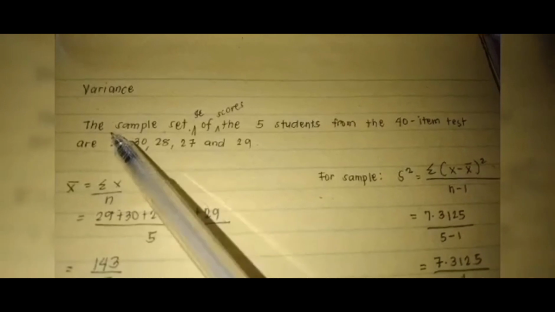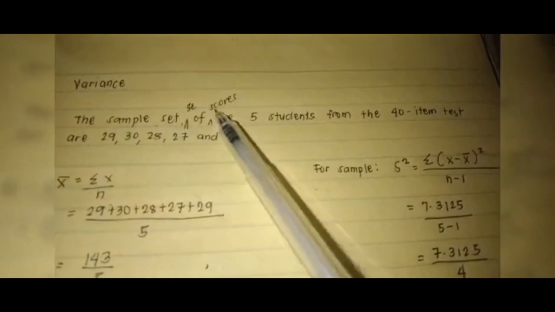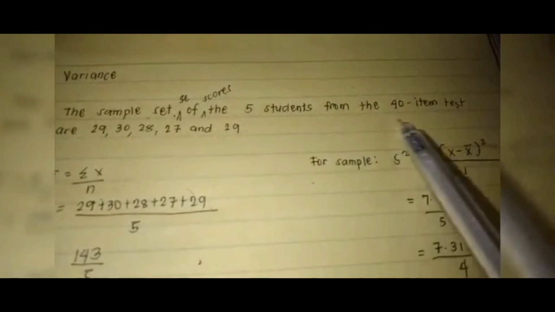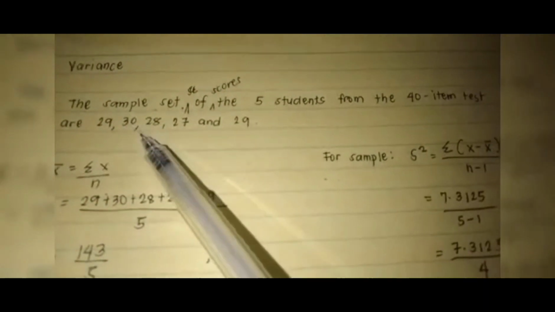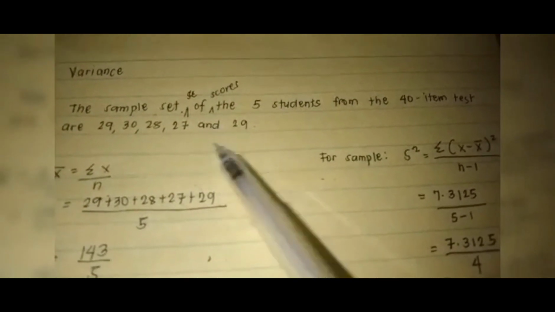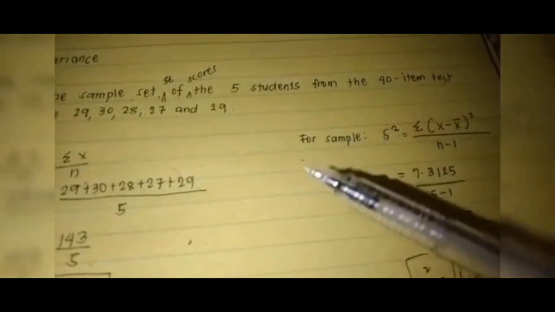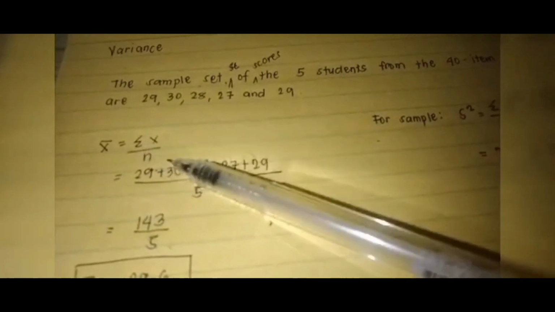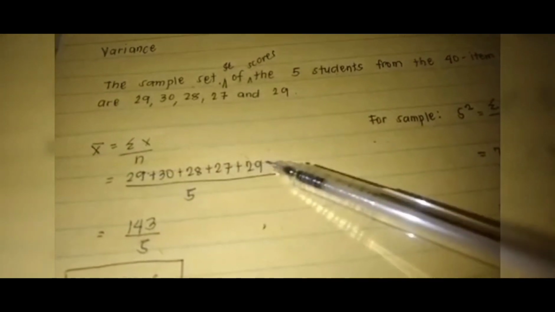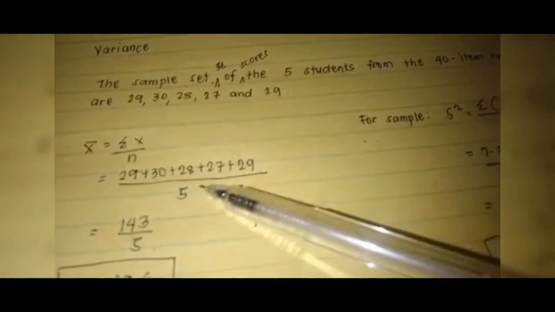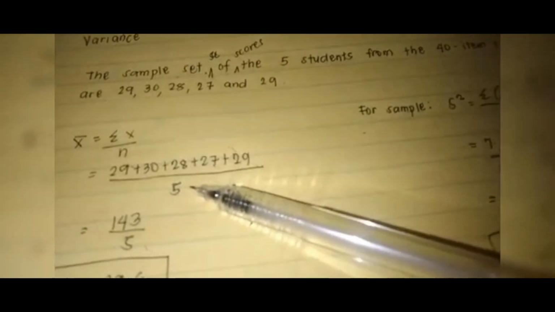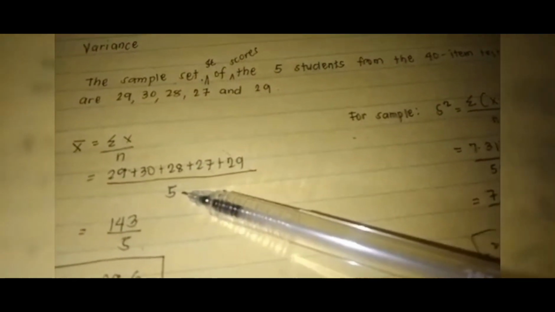So this is the given problem. The sample set of scores of 5 students from the 40-item test are 29, 30, 28, 27, and 29. Before we get the variance for the sample, we first have to find its mean. The formula is mean equals summation of x over n, wherein in the numerator we just add the scores of our students, divided by the number of entries, which is 5.